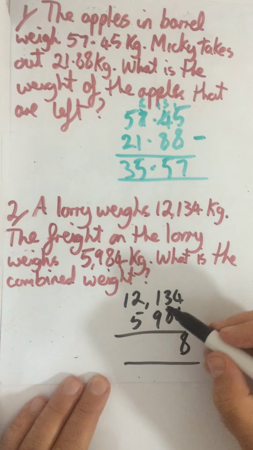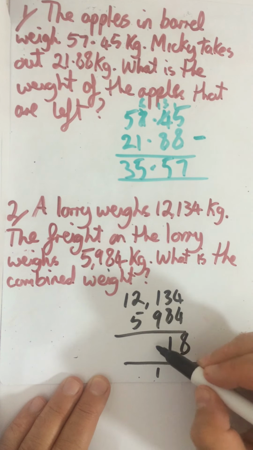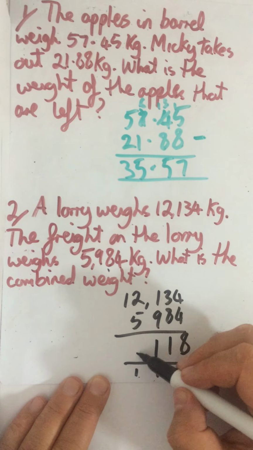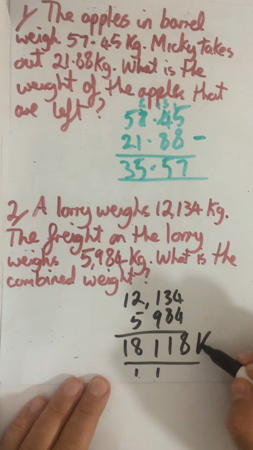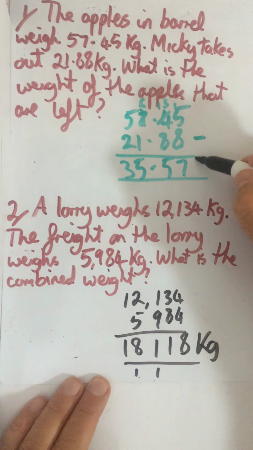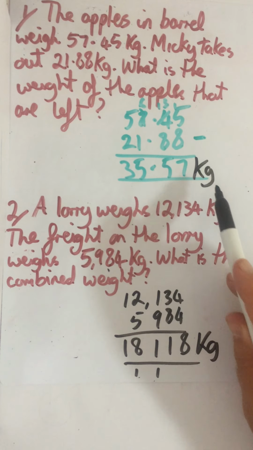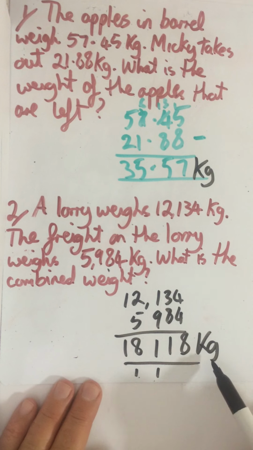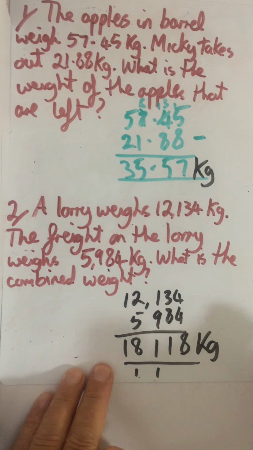4 and 4 is 8. 8 and 3 is 11. Carry the 1. 9, 10 and 1 is 11. Carry the 1. 5, 6, 7 is 8. So there we have the total, and in this one we're going to kilograms. Make sure when you do your answers, you do put the unit of measurement, and both of these are kilograms. So hopefully you're all right with those. I'd like you to have a go at 2 more before we get on with the work ourselves.